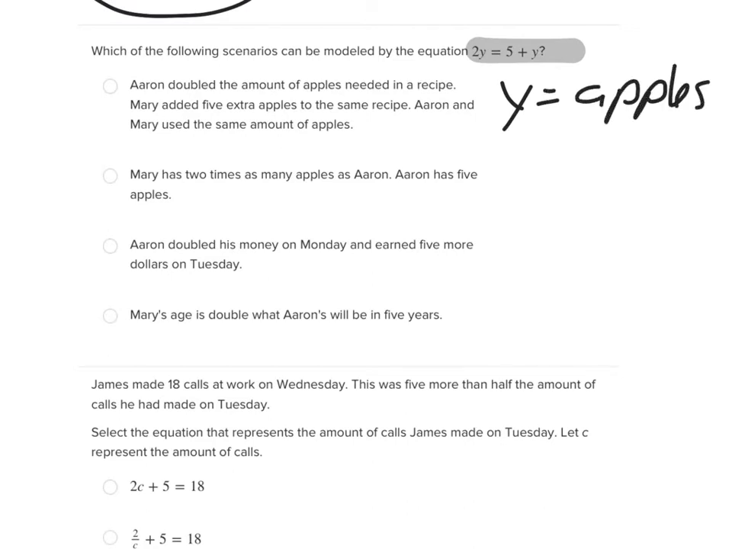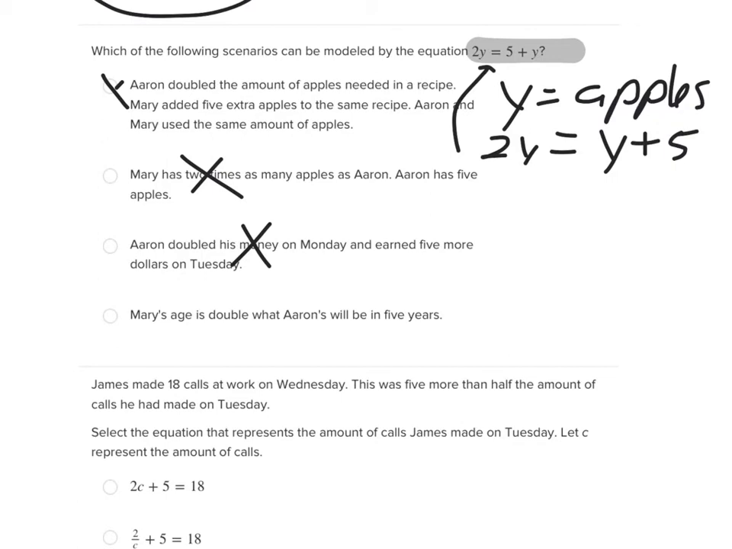in the recipe. Aaron doubled it. Mary added, and he used the same amount as Mary. Mary added 5 extra apples to the same recipe. Okay, so the recipe is y apples, and she added 5. That's the same. That's the same as that. I think it's going to be this one. Mary has 2 times as many apples as Aaron. Aaron has 5 apples. That does not make sense. Aaron doubled his money on Monday and earned $5 more on Tuesday. No.